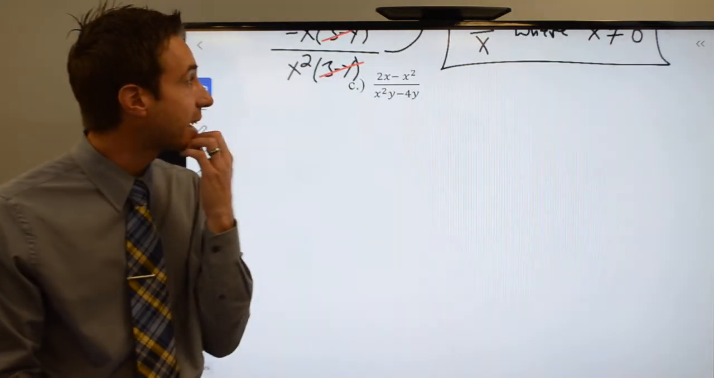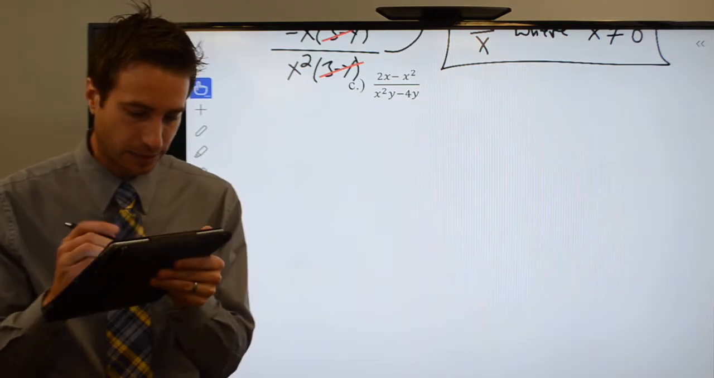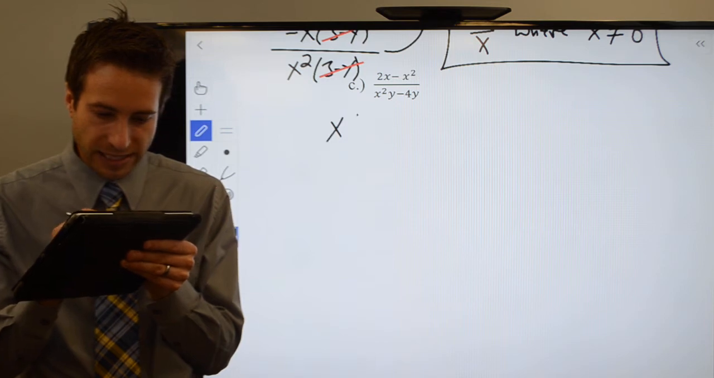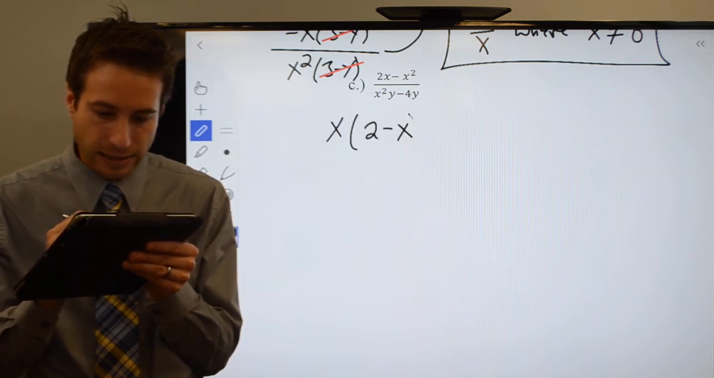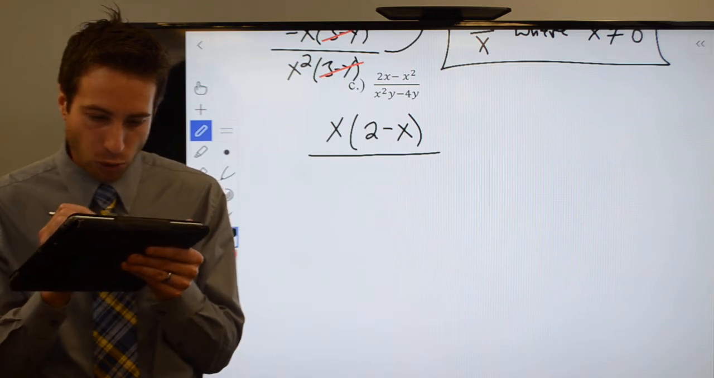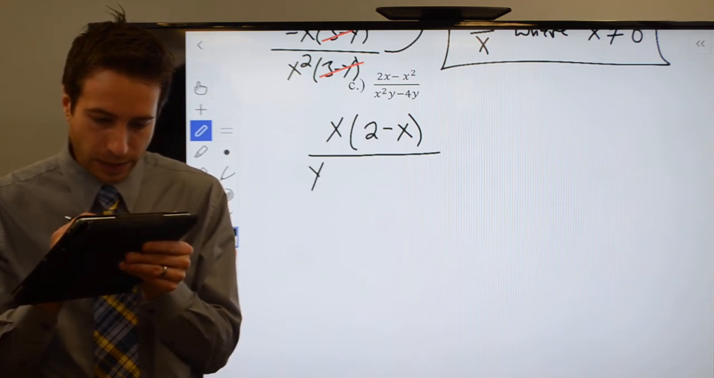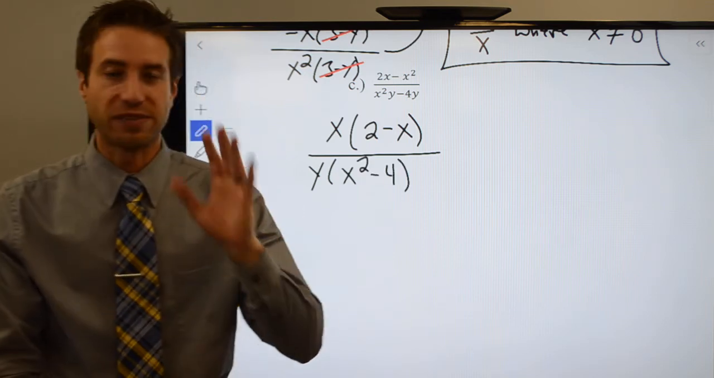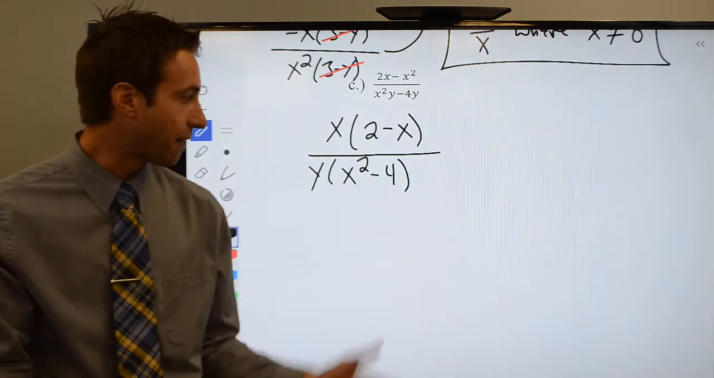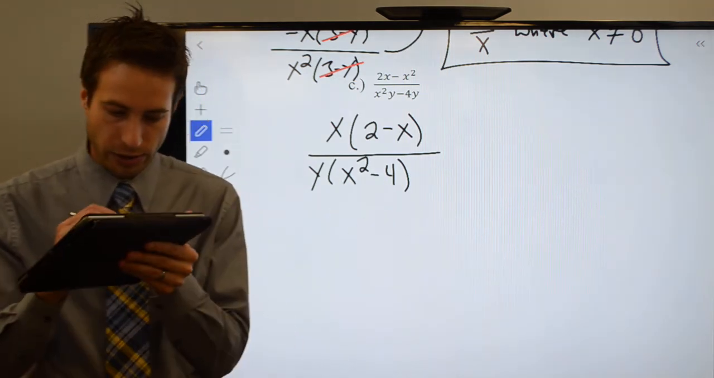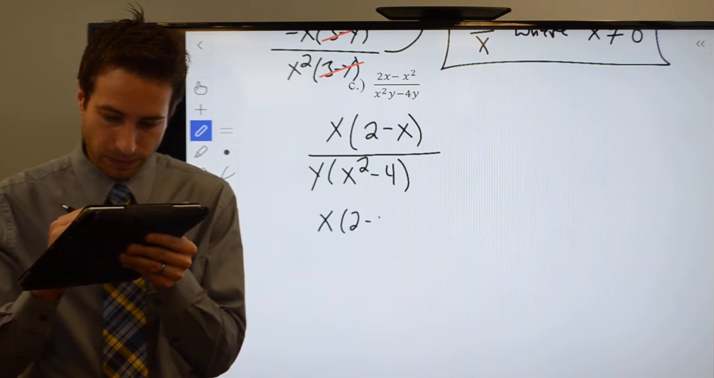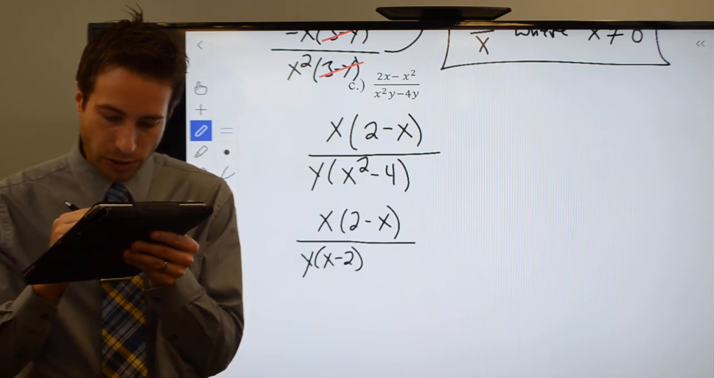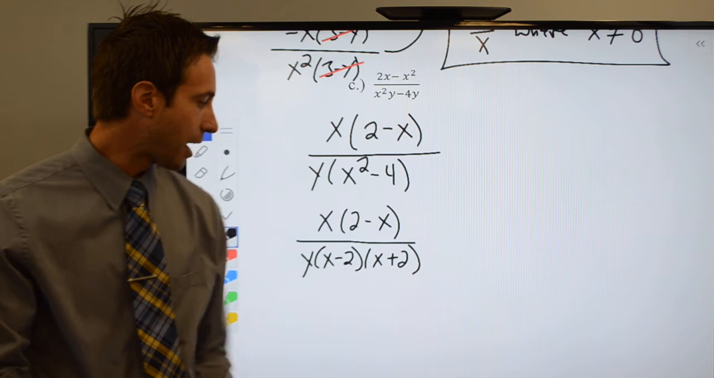Take a look at it, and I recognize I can pull out an x. I pull out that x. That's going to leave me with a 2 minus x. In the bottom, I can pull out a y. That's going to leave me with an x squared minus 4. Ooh, check this out. Again, we've seen this many times now in this chapter. Watch out for it. Difference of squares. x minus 2, x plus 2 is how that'll factor.